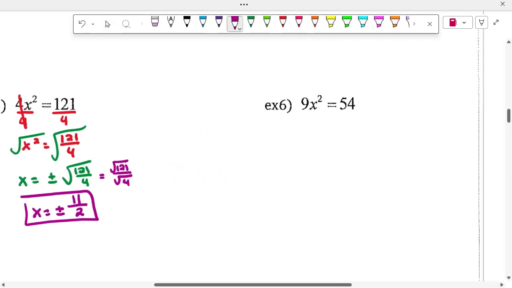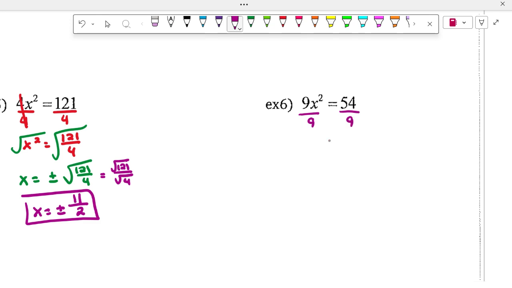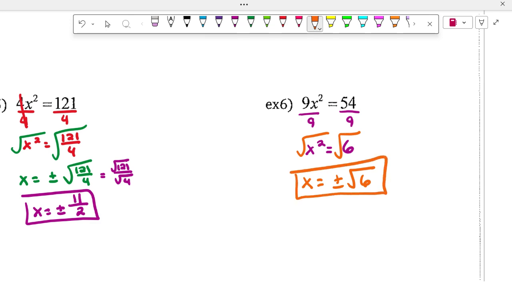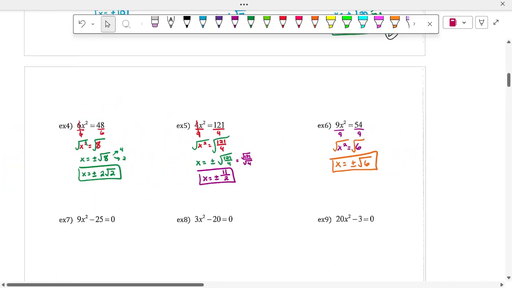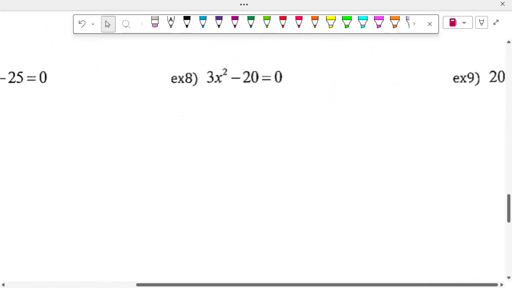Last one. What do I do? Divide by 9. X squared is equal to what? So square root both sides. X is equal to what? Plus or minus the square root of 6. Can I simplify that further? Nope. No perfect square factors. All right. Slightly harder ones. Let's look at 8.